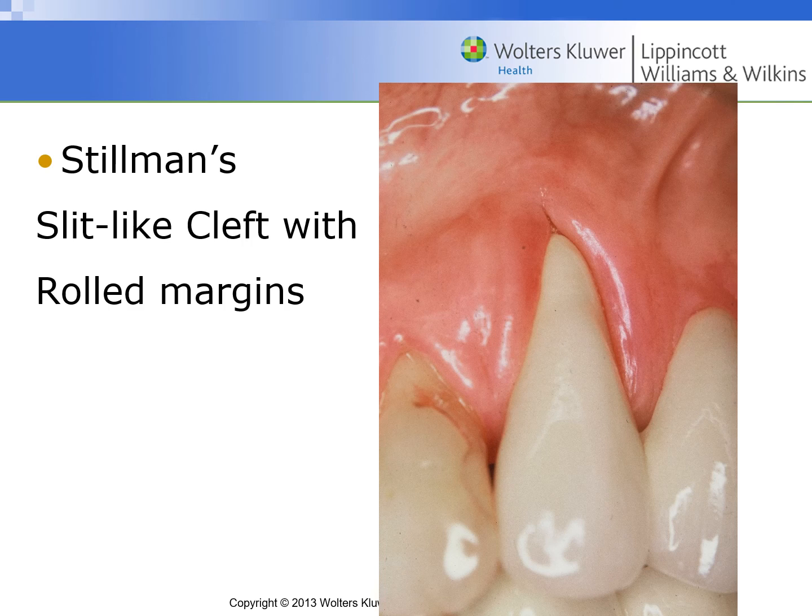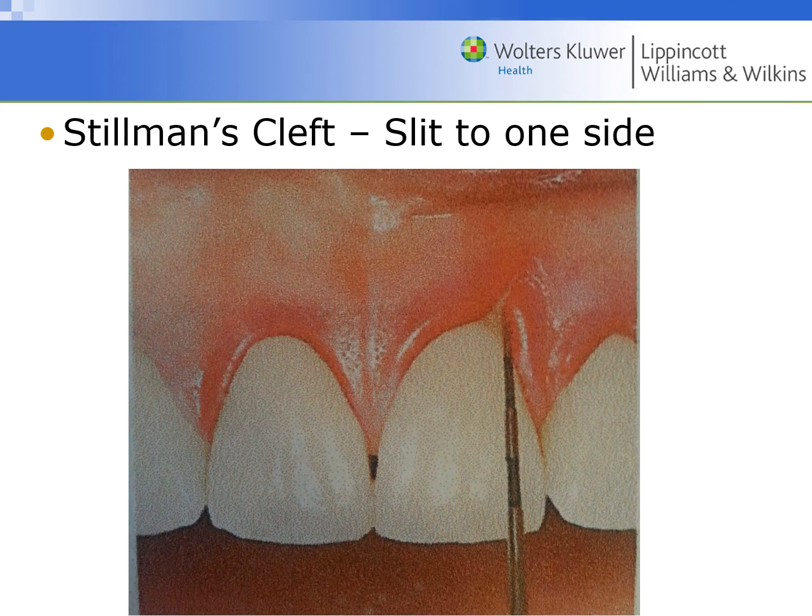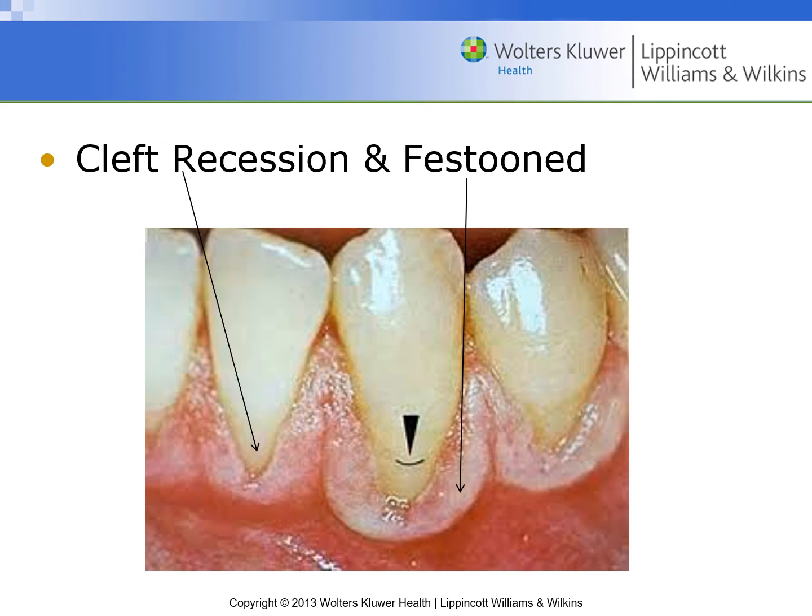Up here you can see the slit-like cleft from trying to do a good thing and trying to floss, but they're doing it incorrectly, and then you need to spend some time with them and show them how to correctly do floss. So here's a slit to one side. You can see right here, and it's really kind of red and inflamed there. This would be a cleft recession here, where it's going down. This should be about right here, and there's cleft recession down like this, and these are rolled margins, or McCall's festooned margins.